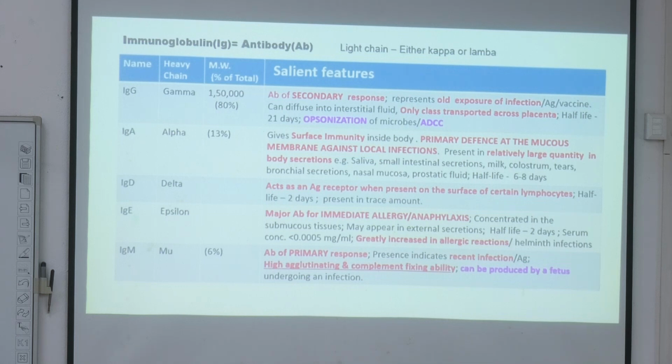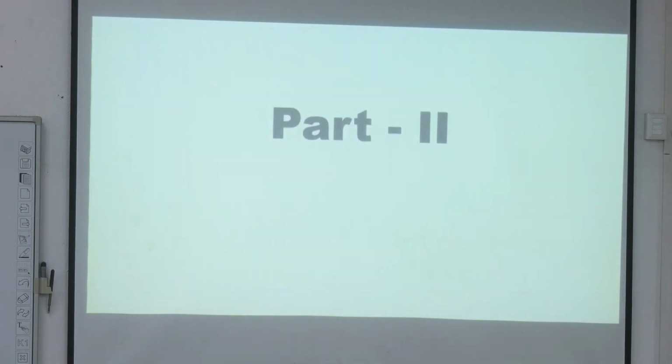IgA is present on the surface, in the body secretions, and that confers surface immunity. IgD is not that important. IgE, I told you earlier, again I am telling you, is responsible for the immediate type of allergic reaction. IgM is an antibody of the primary response. It has high agglutinating and complement fixing capacity, as I have told you, and it can be produced by the fetus, as I told you, if the fetus gets an infection.